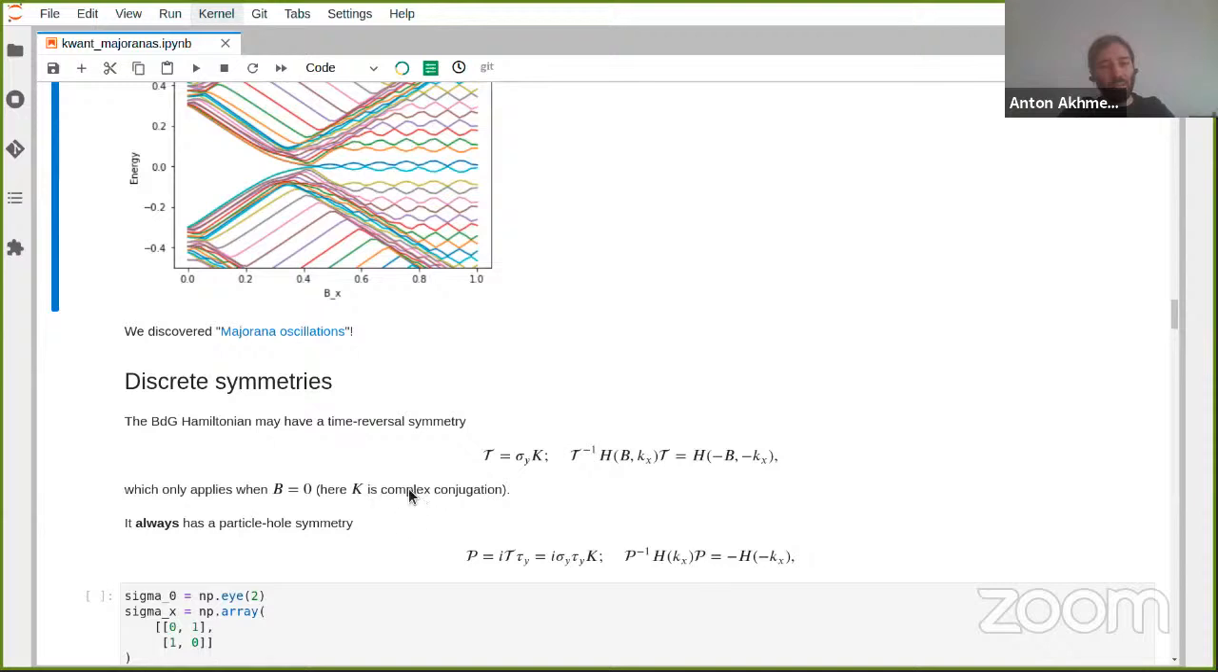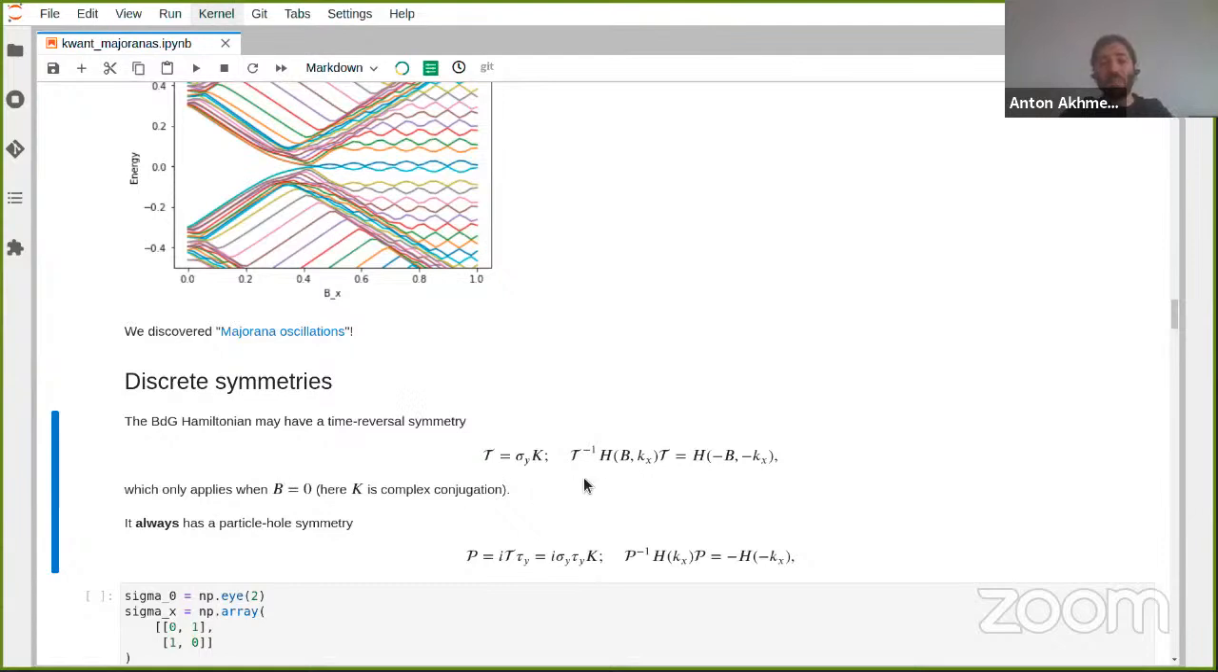So here we have a Bogoliubov-de Gennes Hamiltonian, and it may have the following set of symmetries. First of all, there is the time reversal symmetry that flips the spin and applies the complex conjugation, which in turn applies complex conjugation to the momentum. So if I time reverse a Hamiltonian, that flips the sign of the magnetic field, and it flips the sign of kx.